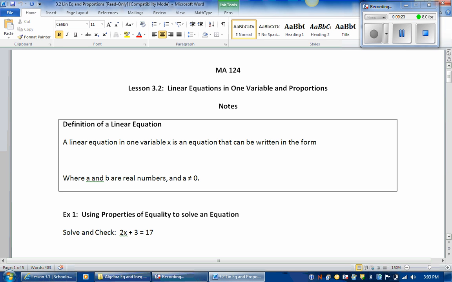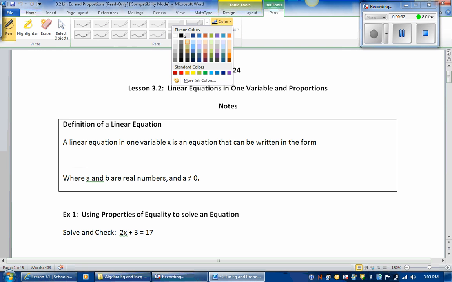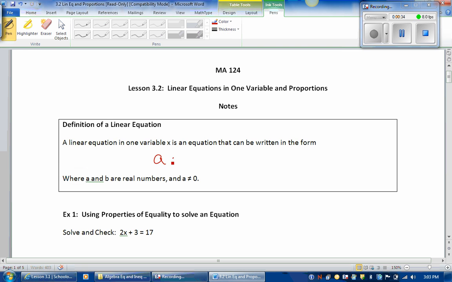Okay, so the definition of a linear equation. A linear equation in one variable, we'll say x, is an equation that can be written in the form ax plus b equals 0, where a and b are real numbers and a cannot equal 0, because if a equals 0, you'd lose that variable. So that's a linear equation. You're also used to seeing it like this, mx plus b. This is slope-intercept form, but that's linear as well.